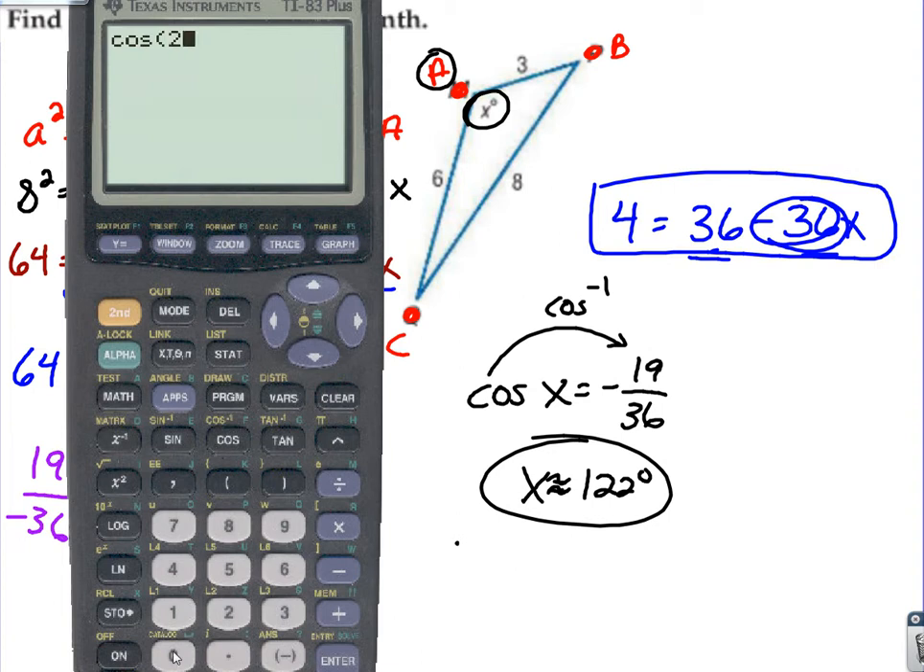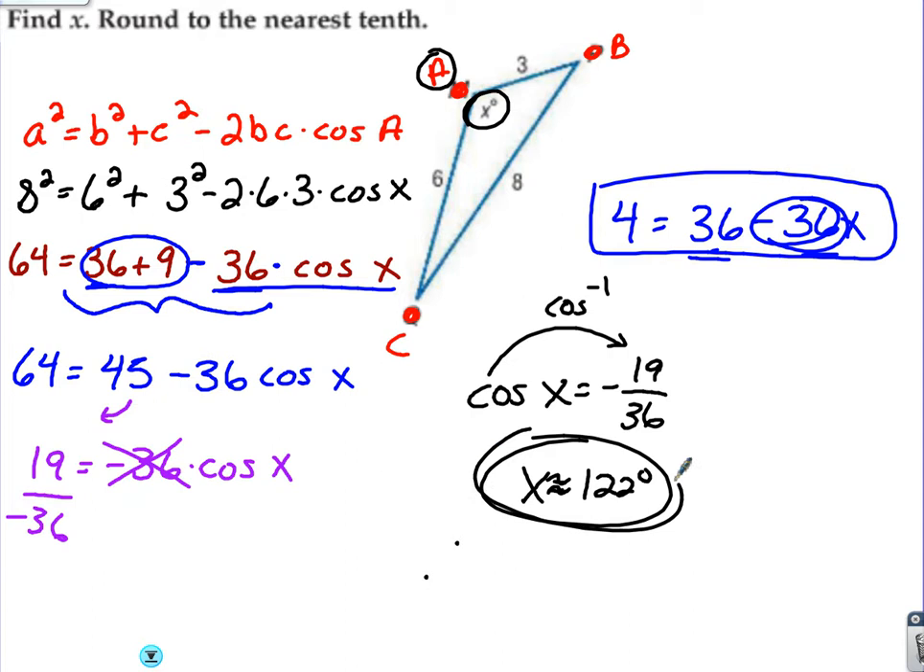Cosine of 20: 0.939. Cosine of 160. Okay, good. One is positive, one is negative. So, do the supplements also have the same cosines? No. So what that means is when you get 122 as an answer, guess what? That's the only answer. X is 122 degrees.